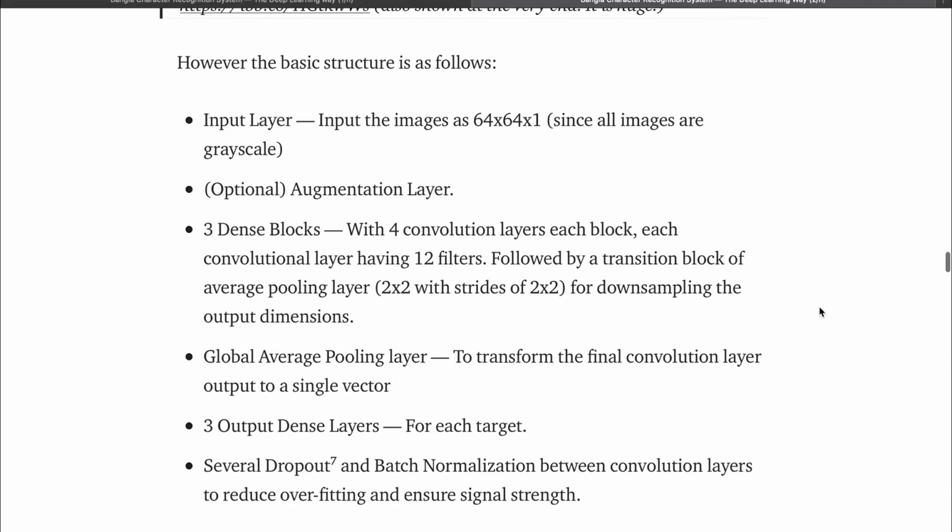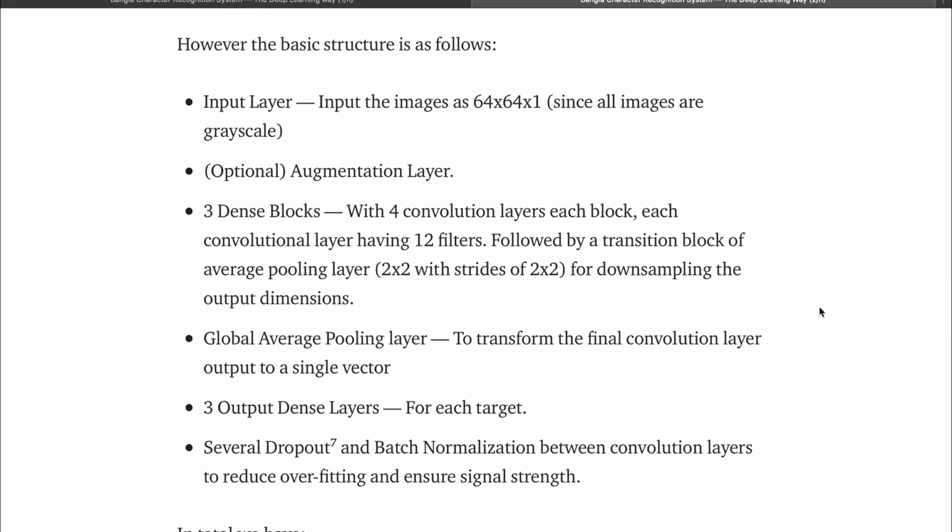The major workhorse of our DenseNet is the dense blocks. We have 3 of them. In each dense block, there are 4 convolution layers, each layer having 12 filters. The 4 convolution layers are followed by a transition block where we do an average pooling of size 2 cross 2 followed by strides of 2 cross 2 to downsample our output dimension.